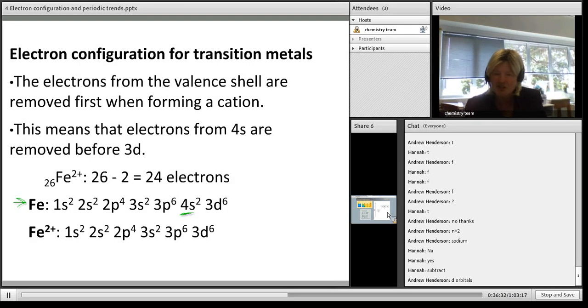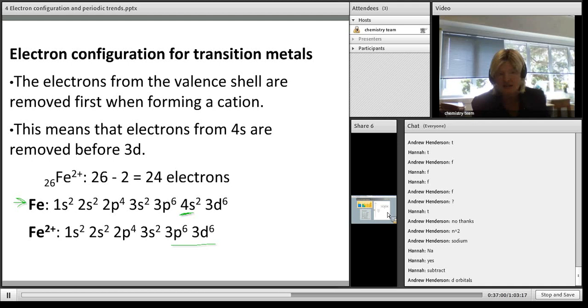So I know the 3d are higher in energy, but we're looking at the valence shell, if you like, using that old term. So my Fe2+ is going to have 3s2, 3p6, 3d6. The 4s has gone. The electrons move from the 4s first. That's, I suppose, the trickiest.